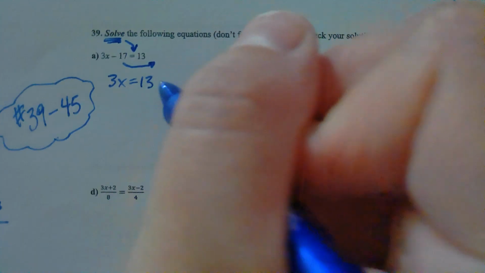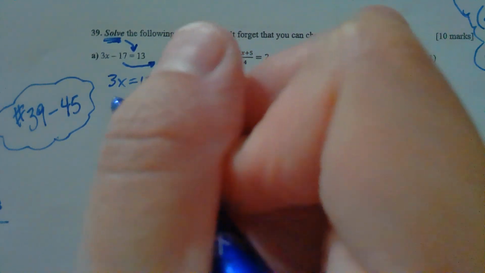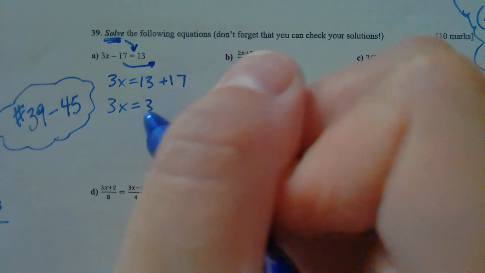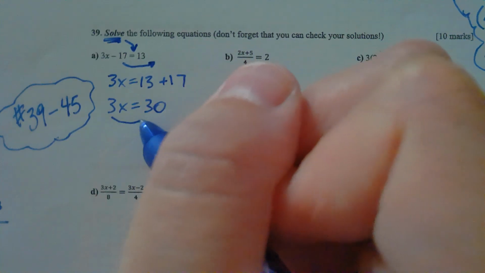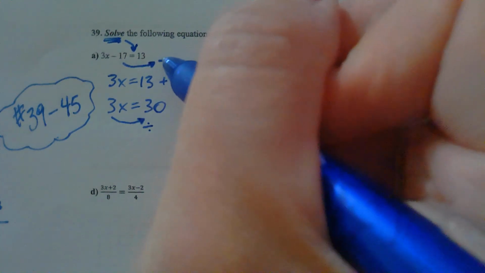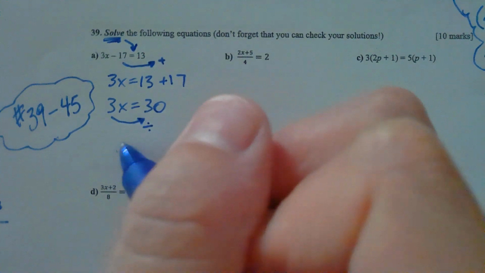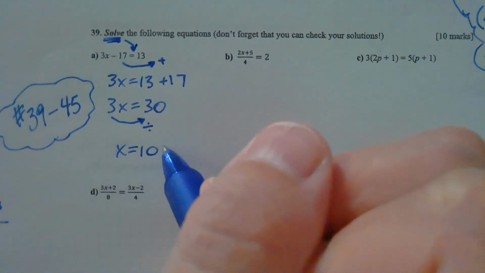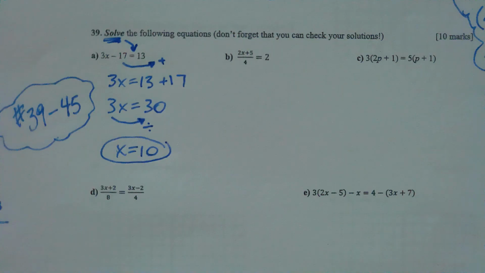Okay, so we want x all by itself on one side, so we have to move that negative 17 over. So we get 3x equals 13 plus 17. Then we get 3x equals 30. Last step is to divide. Every time, remember, you're doing the opposite. So x equals 10. How do I check my answer again?